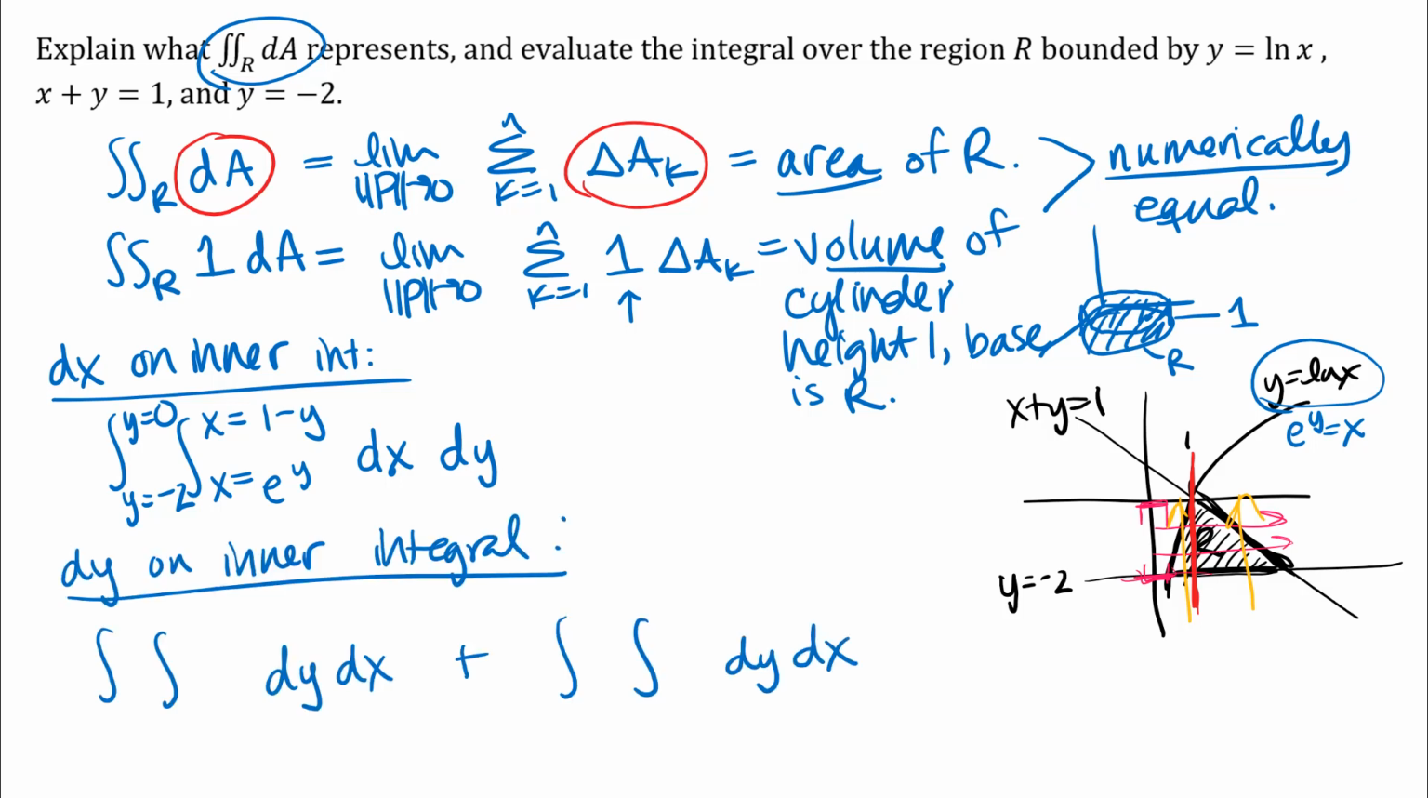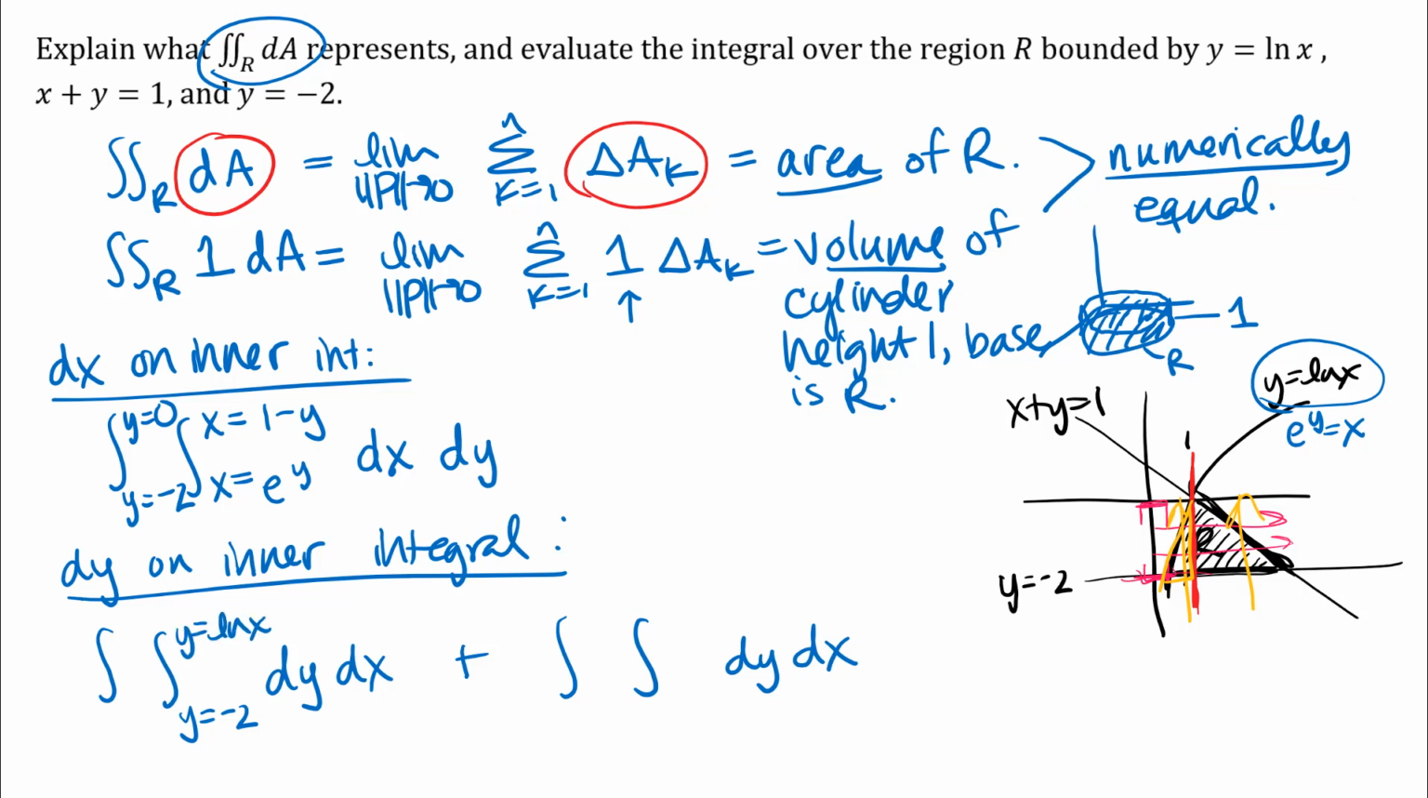Okay, so when I set this one up with dy on the inner integral, when I go through the first region on the left side here in the direction of increasing y, we'll enter at y equals -2, and then we'll leave through the logarithm function, solve for y. And then I need to think about the x limits of integration.